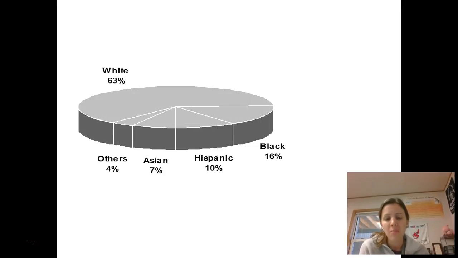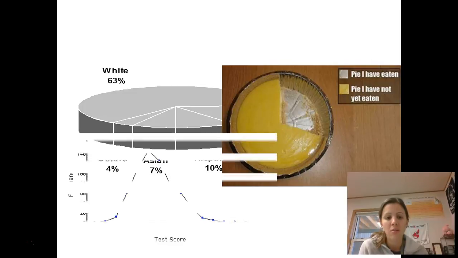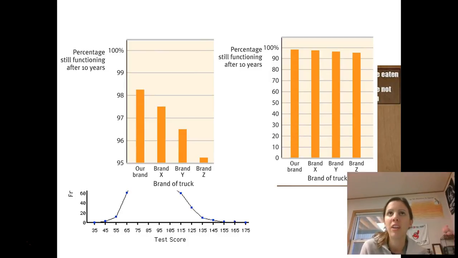So psychological data can be shown in many different ways. Pie charts, histograms, bell curves, but it's important to know how to read data because it's very easy to manipulate people by the use of data and how you show that data.